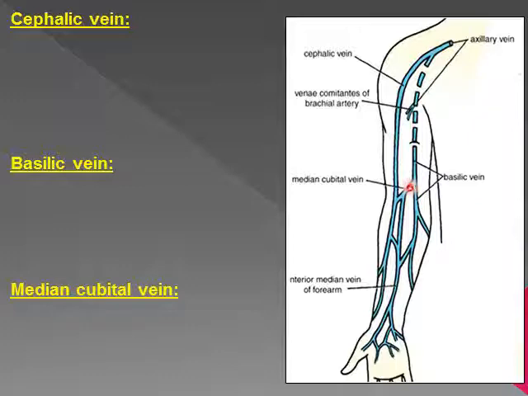The median cubital vein is a short oblique vein that begins from the cephalic vein, ascends upwards and medially to end in the basilic vein, and is the best site for venous cannulation.